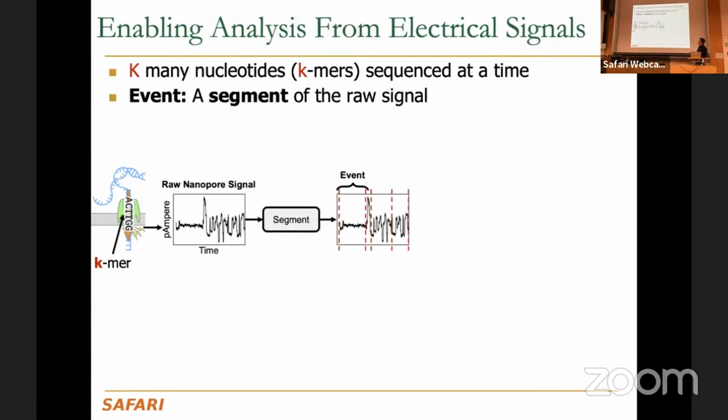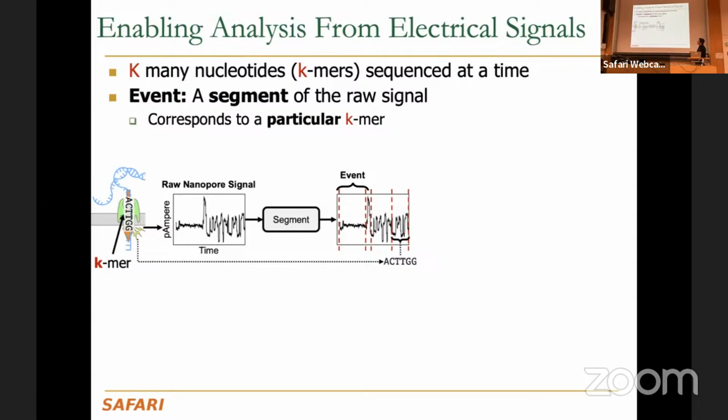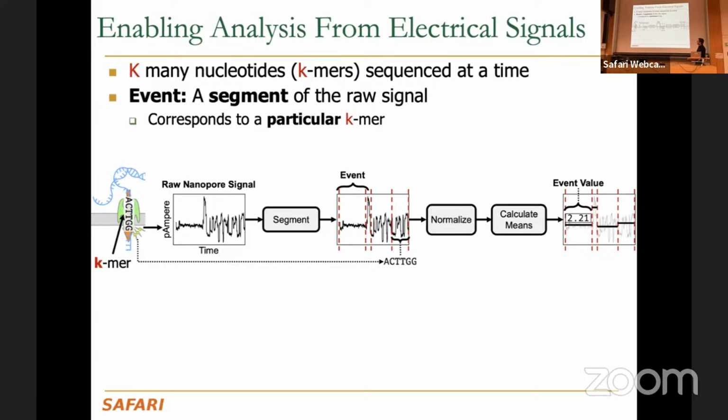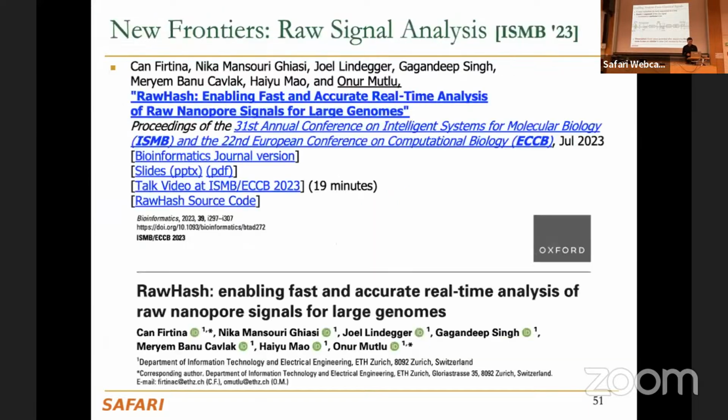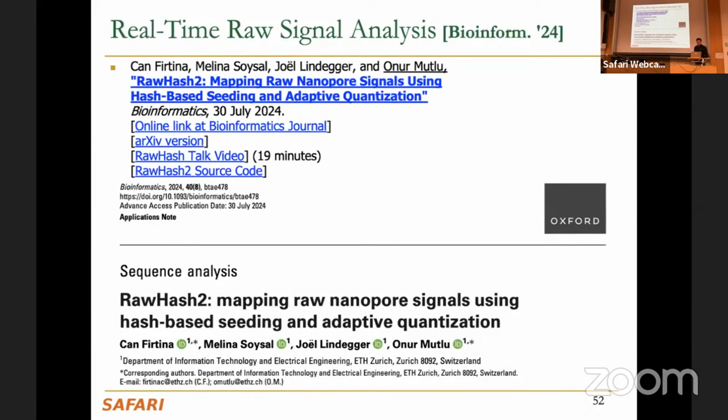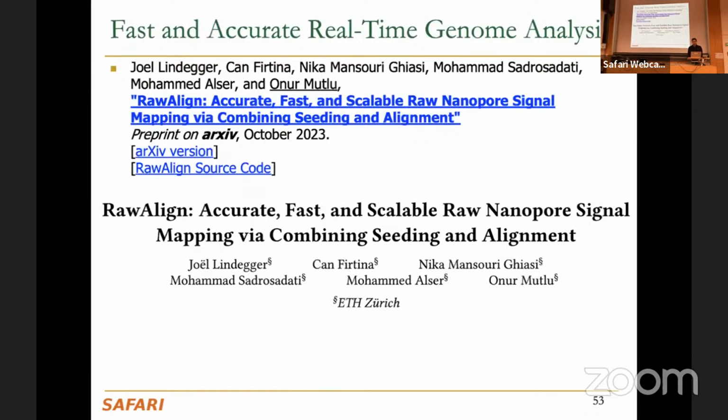But what you can do is process the electrical signal such that you recognize the passing of nucleotides by identifying the abrupt changes in the signal, so that you can assign values that correspond to the sequencing of a certain DNA and then perform the analysis using these values. We are interested in this direction, and we have published several works towards it. For example, this work enables the analysis of raw sequencing data in real time without translation. This is a subsequent work that improves its accuracy and performance.